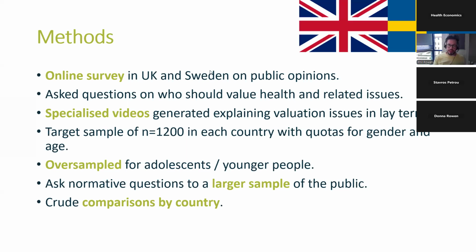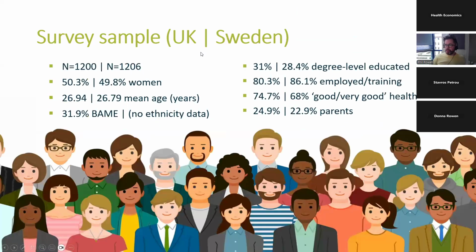And we do make some crude comparisons by country, but there's further analysis to be done on that. And the countries are quite well matched, but not perfectly matched. So the comparisons are exploratory in nature. So this is the sample. Essentially, the figures on the left are for the UK and the figures on the right are for Sweden. As you can expect, because we used quota sampling, we had roughly 50% men and women. Our mean age was pretty much matched across the countries and was on the younger side, as I've explained.